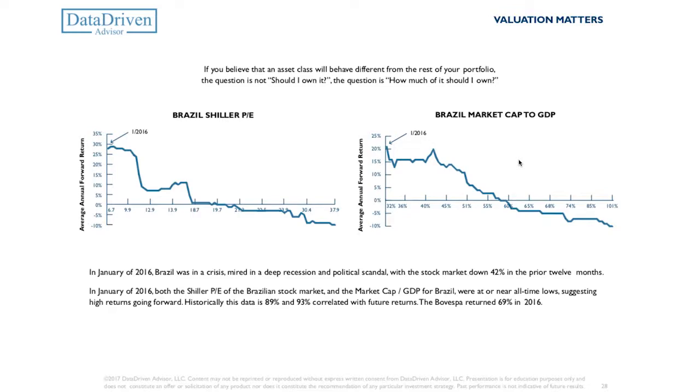Here's another chart showing Brazil. And what I like to say is that if you believe an asset class will behave differently from the rest of your portfolio, the question is not should I own it, the question is how much should I own. If you go back to the S&P 500 and gold example, gold was valuable not because it outperformed, in fact it underperformed. It was valuable because it behaved differently.